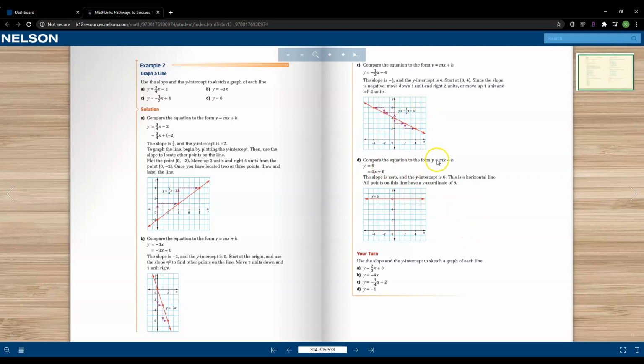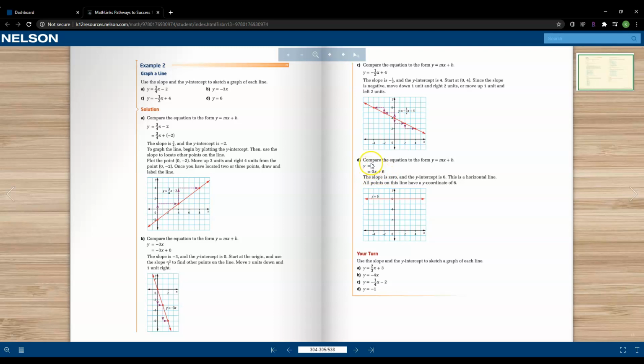Okay, D. Compare the equation to the form y equals mx plus b. So equation D, y equals 6. This one might look kind of tricky. But again, if you're missing a variable, just like how we were missing b in part B, it's a 0. So x is 0. That just means it's the same thing as writing y equals 0x plus 6.